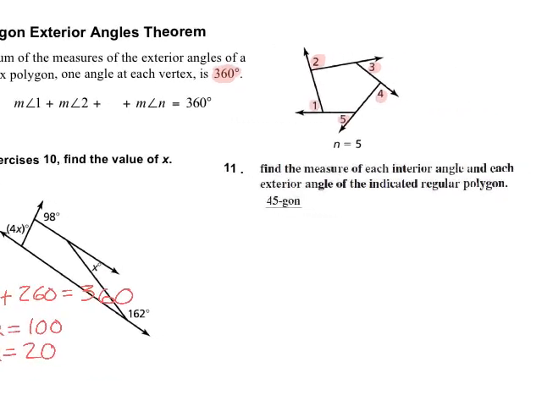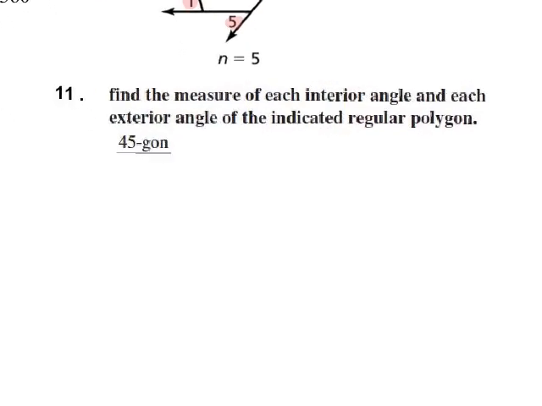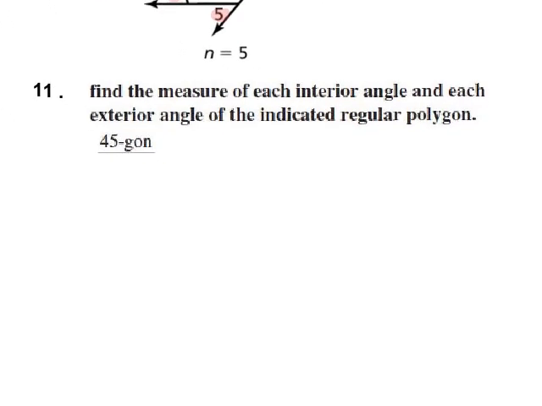Okay, so let's look at 11 together. It says, find the measure of each interior angle and each exterior angle of the indicated regular polygon. What's the key word that I should catch in that statement? Regular, right? And what did regular mean again? Good. Equal angular is the one that we really care about here the most, because we're finding angles. So that means all 45 angles in this 45-gon are all the same, which makes it a little bit easier on me.